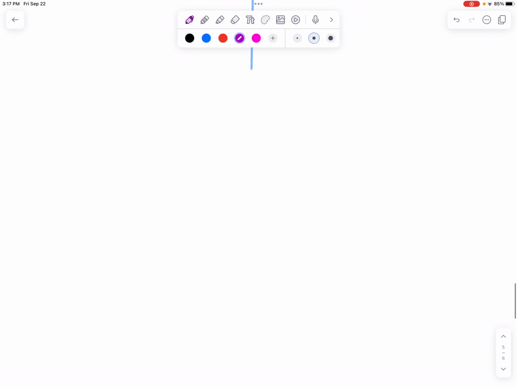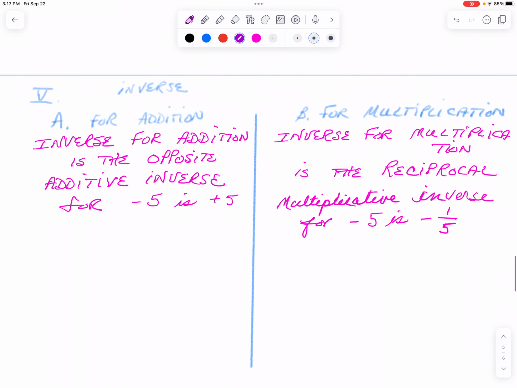I think this is the last one, yeah, the inverses. You use inverses when you solve equations, so you're going to see these inverses come up in the next chapter when we start solving equations. So the inverse, if you're in addition, is the opposite. So the additive inverse for -5 is +5. The additive inverse for +16 is -16. So these inverses are opposites. They're on opposite sides of the number line.